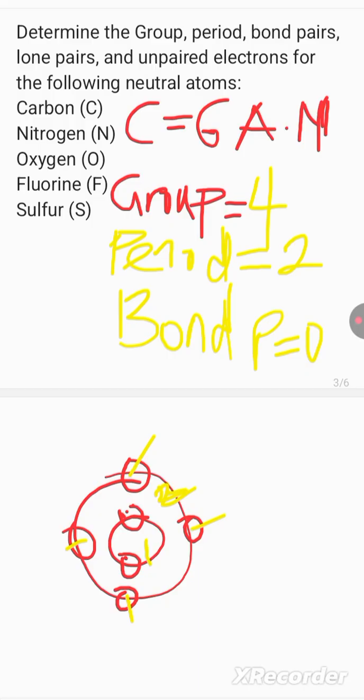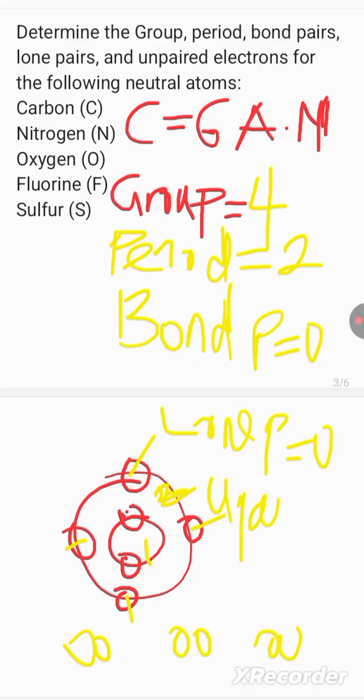For the lone pair, the lone pair is going to be 0. Lone pair means electrons that are joined together; if you see any electrons paired like this, it means we have a lone pair. And after that, the unpaired electrons will now be 4.